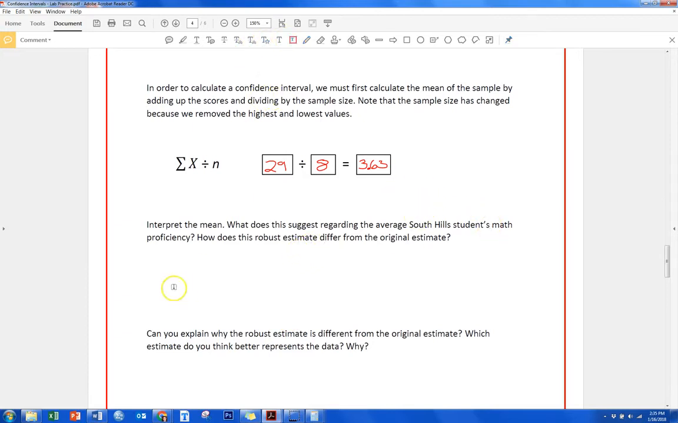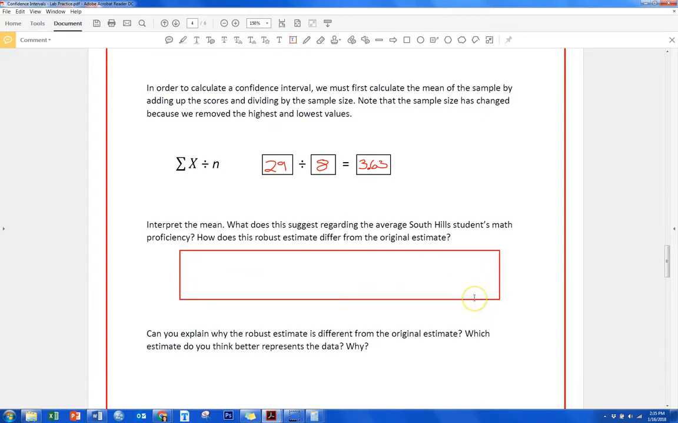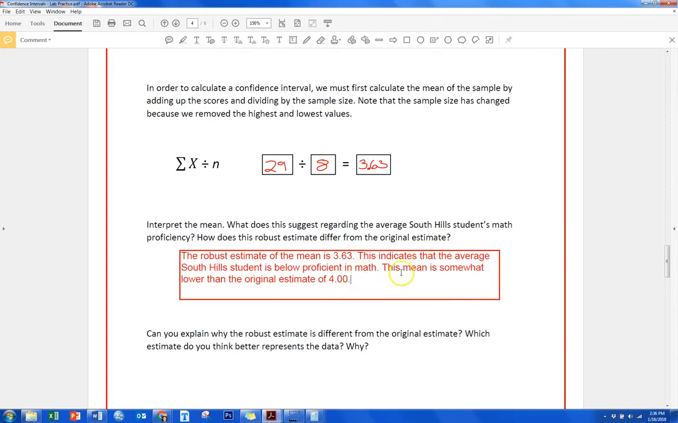And how does it vary from the original? So let's go ahead and address that. The robust estimate of the mean is 3.63. This indicates that the average South Hills student is below proficient in math, right? Just like before. How does this differ? This mean is somewhat lower than the original estimate of 4.0. I'm going to put 2 zeros just to be consistent with the number of decimal places. All right, so it went from 4 to 3.6.